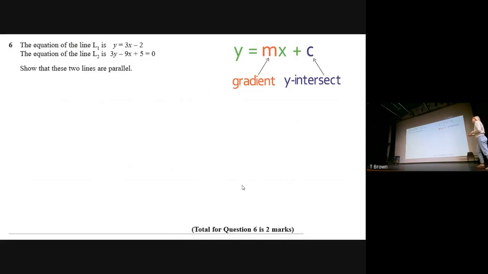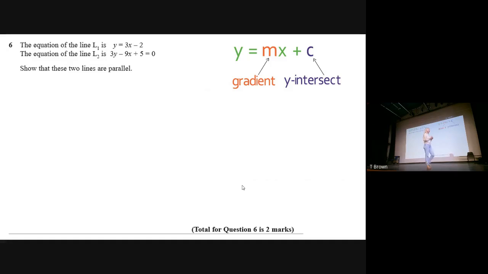Okay, question number 6. Please write this down. This should be so familiar to you now. We've done this this year quite a lot. The equation of a straight line on the graph is y equals mx plus c, where m is the gradient and c is the y-intercept. And hopefully you've done this on Hegarty as well, where you have to write what m is, write what c is. There's a Hegarty task on that. I'll give you the numbers for all the Hegarty tasks at the end.